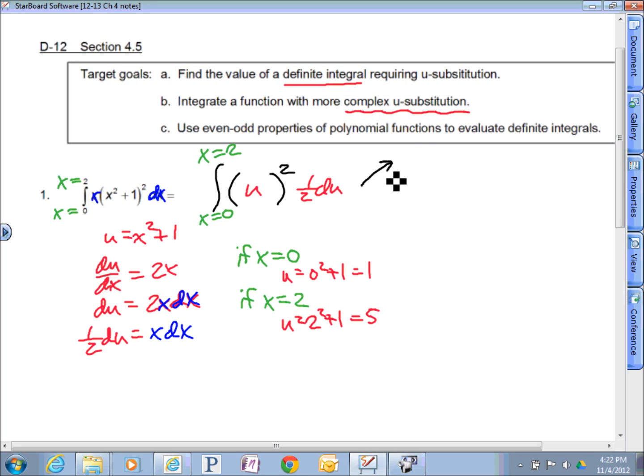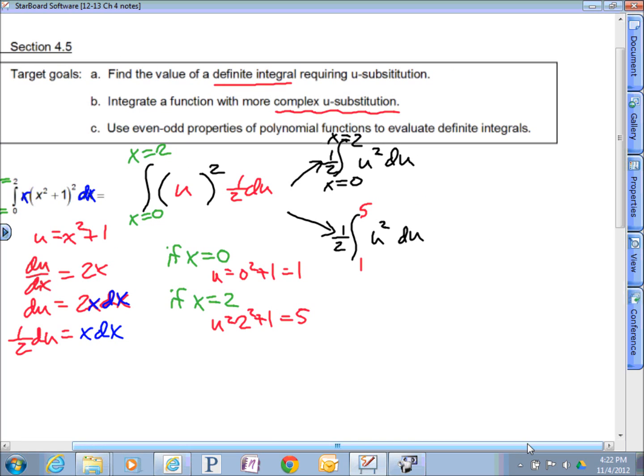We could say that we have the integral going from x equals 0 to x equals 2 of 1/2 u squared du. Or we could say we're going to integrate still a 1/2, still a u squared du, but you could say u is going from 1 to 5. The bottom one is technically more correct than the top one, but you can work them out either way.